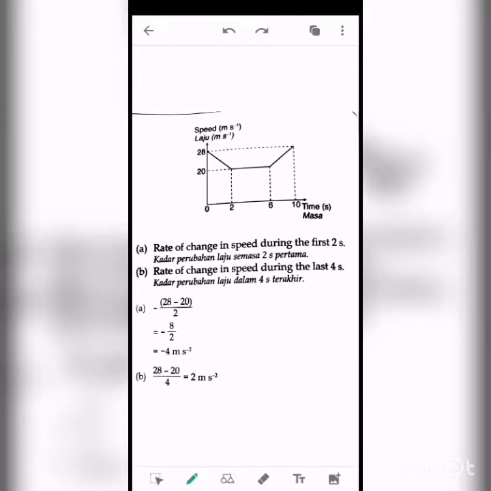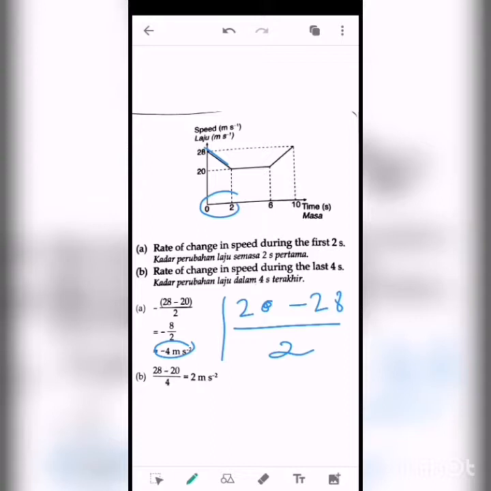Alright, how about this one? As you find the rate of change of speed during the first 2 seconds here, goes down also, so the answer will be negative. And then how? Y2 is 20, minus Y1 is 28, over first 2 seconds, just write 2. And then you use your calculator, so the answer will be negative 4 ms minus 2.